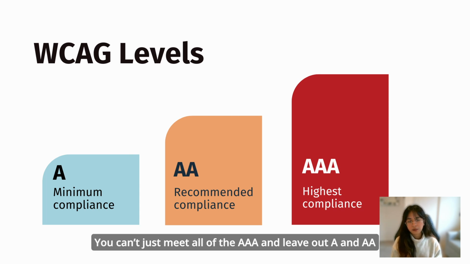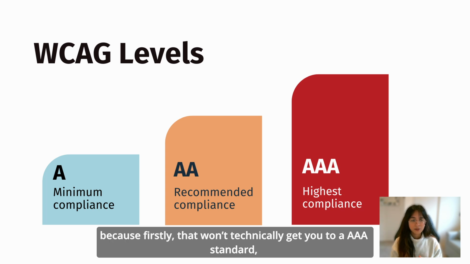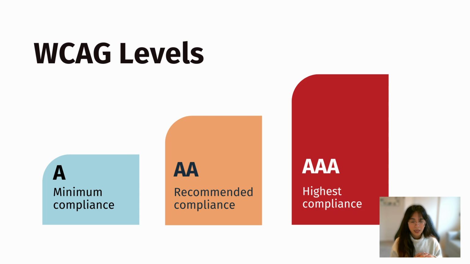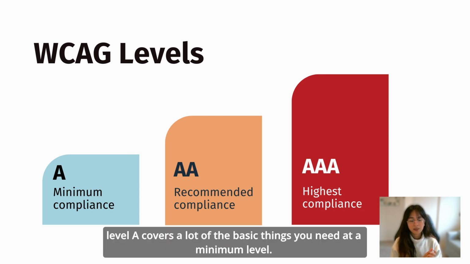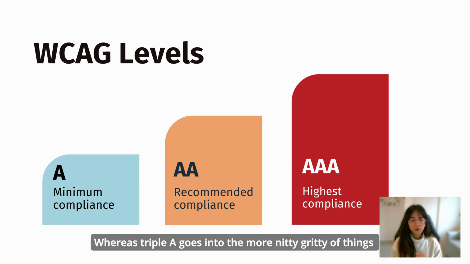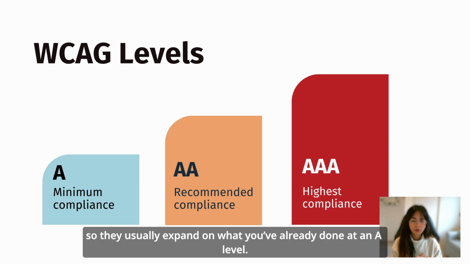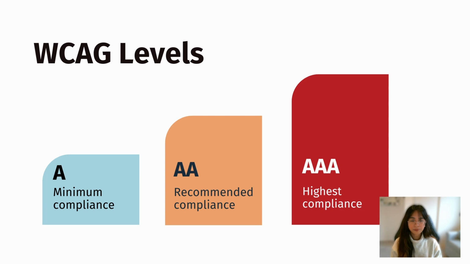You can't just meet all of the AAA and leave out A and AA, because firstly, that won't technically get you to a AAA standard, and second, that won't really do much for you because Level A covers a lot of the basic things that you need at a minimum level, whereas AAA goes into the more nitty-gritty of things. So they usually expand on what you've already done at an A level.